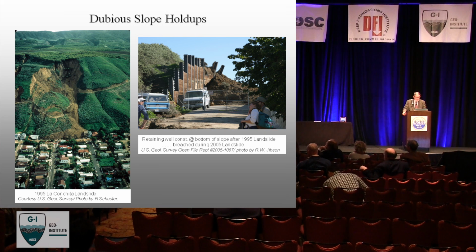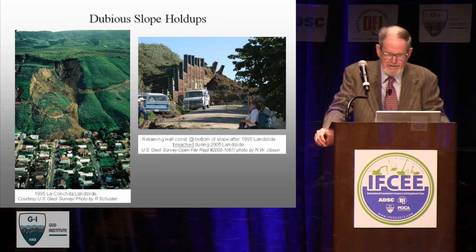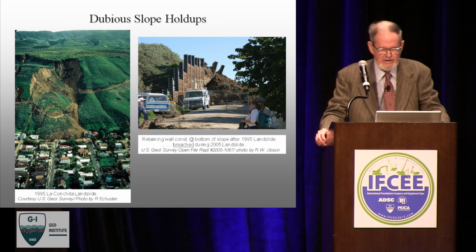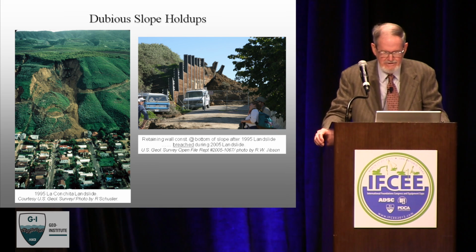The La Conchita landslide is a great case in point. Two landslides struck La Conchita. This is a small community in Southern California. The first in 1995. The second in 2005. The second landslide resulted in many deaths.